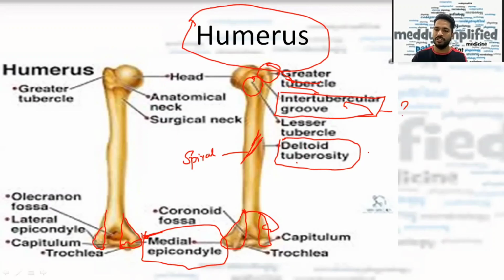So deltoid tuberosity is for the insertion of deltoid muscle. ये सबको नाम से पता है ना, insertion of deltoid muscle. तो ये कोई पूछता नहीं है. Nobody asks about it. Very rarely it will be asked, but this can be asked: between this greater and lesser tubercle, there is a groove called the intertubercular groove. So what passes through there, right? Which muscle's tendon goes through it. This is what you need to learn and comment in the comment section.